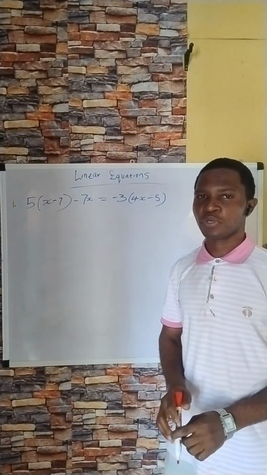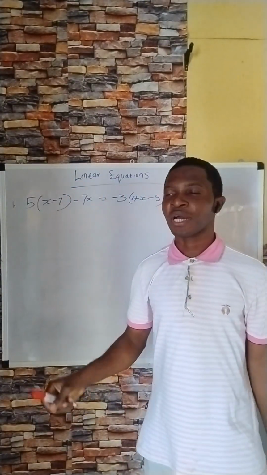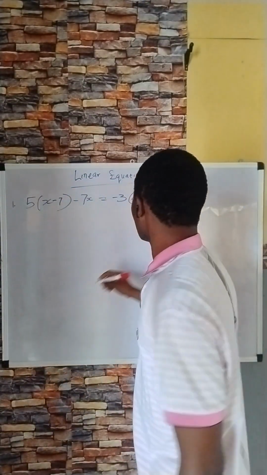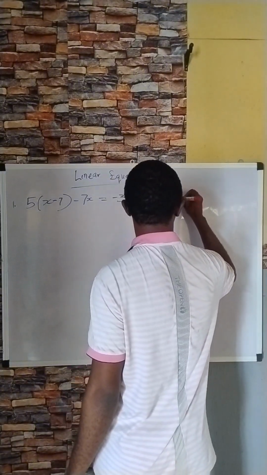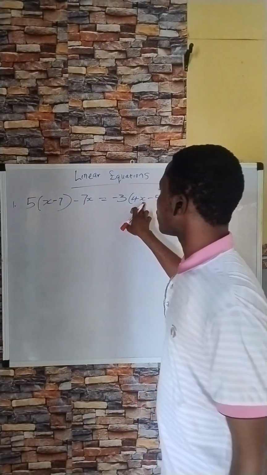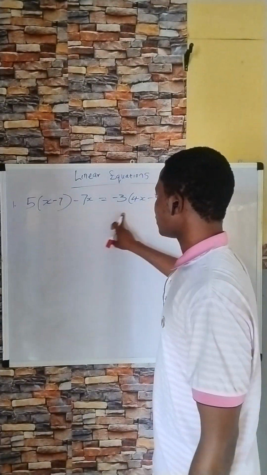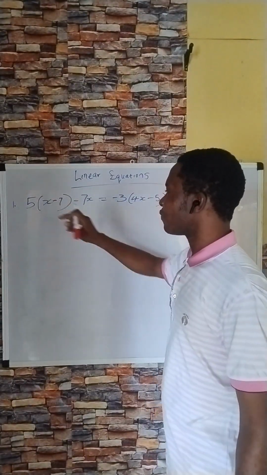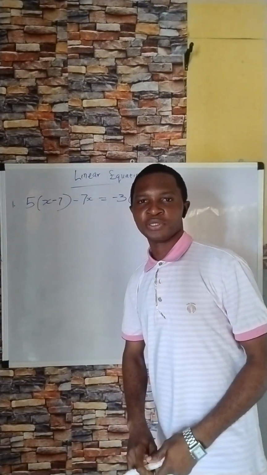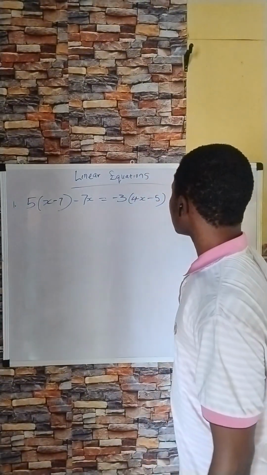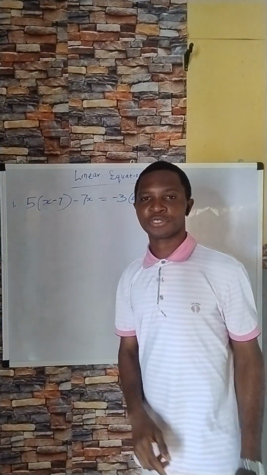So a linear equation is an algebraic equation which has the greatest power of the unknown as 1. The power of the unknown, that means x. X is the unknown in this equation. The power of x is not greater than 1. So any equation you see that has the greatest power of the unknown as 1 is a linear equation.